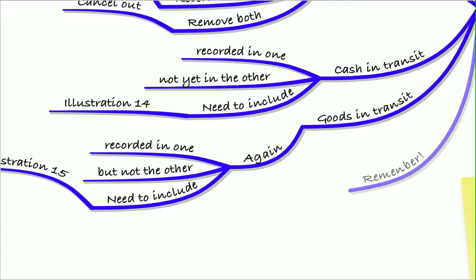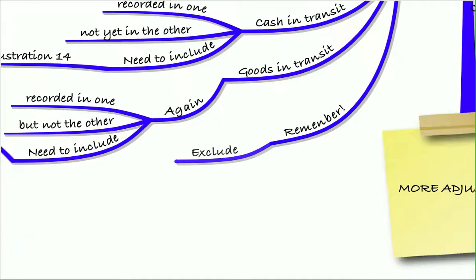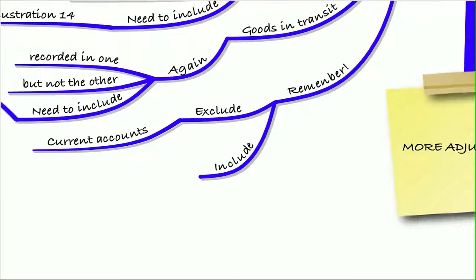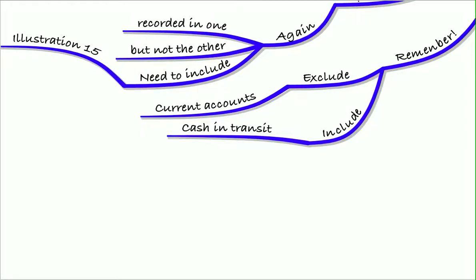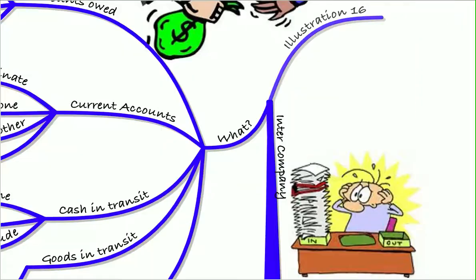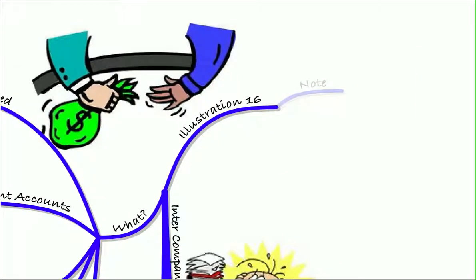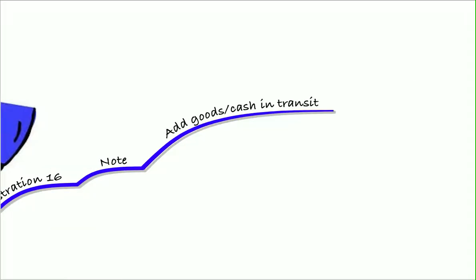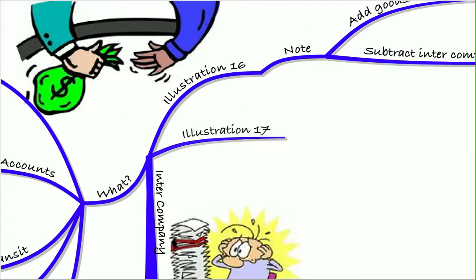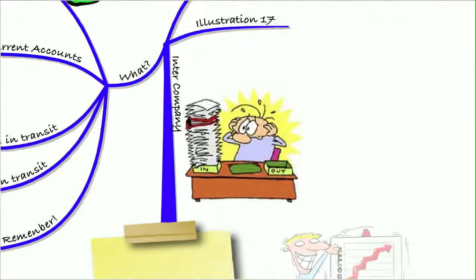The key thing to remember here is that we exclude current accounts, so just remove them out, subtract them, and we include our goods in transit and cash in transit. So if we've goods or cash in transit, we add them back. We exclude any current accounts. So we did that in illustration 16, noting that if we simply added the goods and cash in transit and subtracted the intercompany accounts, that gave us the correct answer. And the same for illustration 17.